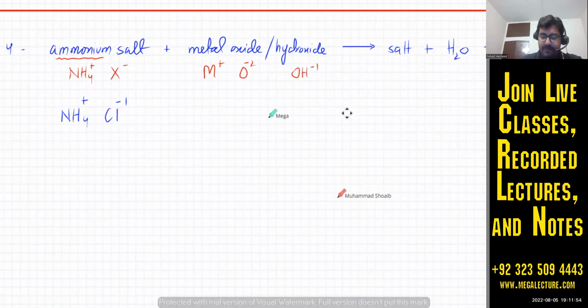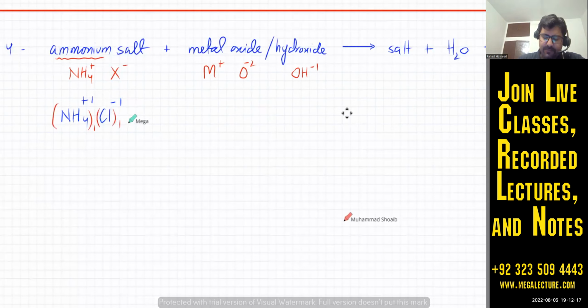This is an ammonium compound because it's got ammonium in it, and there's some negative ion attached to it. So that's ammonium chloride. The ammonium is +1 and the chloride is -1, so there's no crisscross. You just get 1 if you do crisscross. There's one ammonium and one Cl, so writing 1 is kind of pointless.